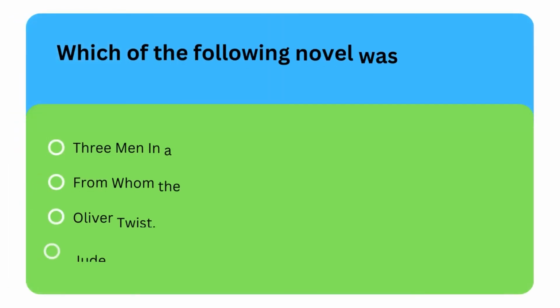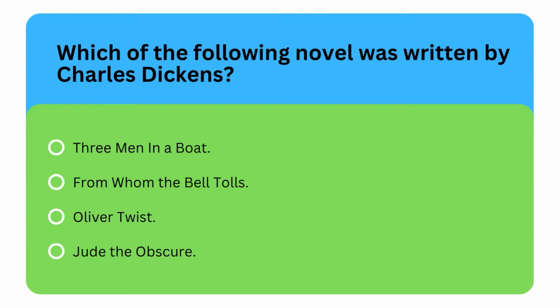Next question is, which of the following novel was written by Charles Dickens? Options are Three Men in a Boat, From Whom the Bell Tolls, Oliver Twist, or Jude the Obscure. So the correct option is first option. Three Men in a Boat was a novel written by Charles Dickens.